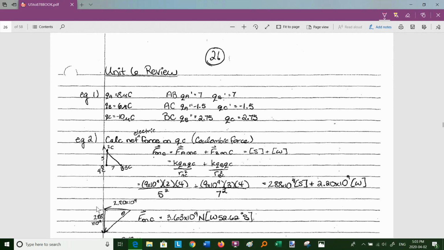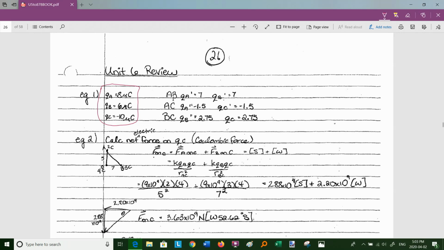So I got QA is 8 microcoulombs, QB is 6 microcoulombs, and QC is minus 10 microcoulombs. So those are the initial charges. When we rearrange everything, it's 8 and 6 is 14 and minus 10. It still has to be 4 microcoulombs at the end, right? And it does turn out to be.